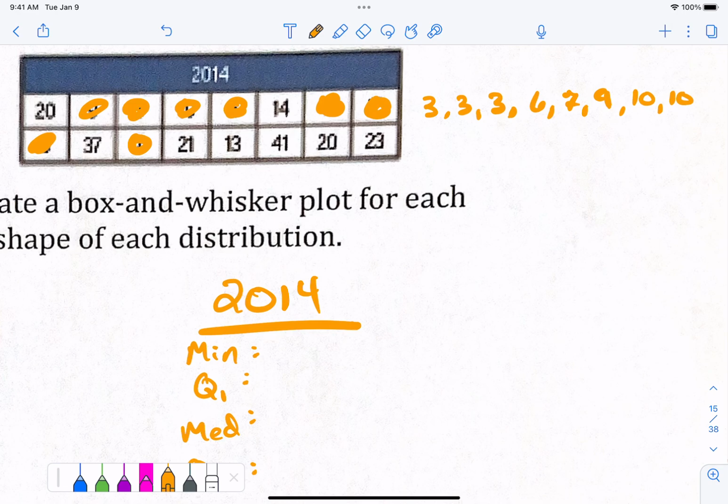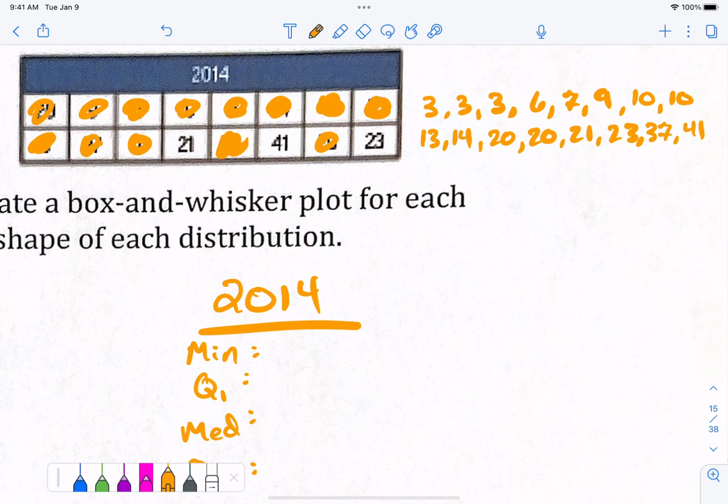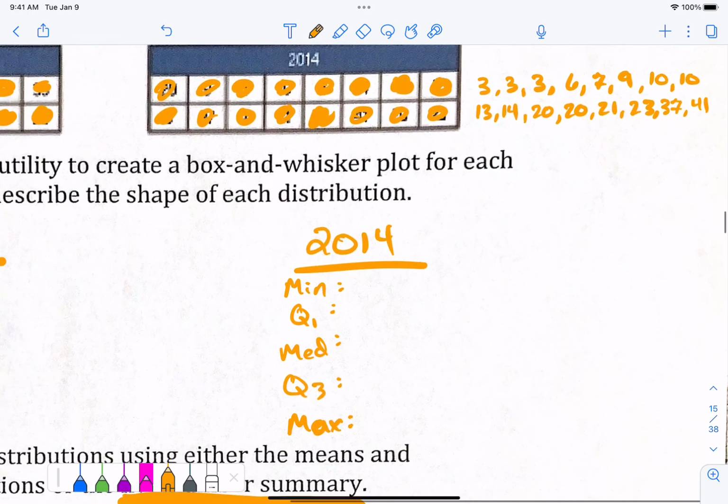Yeah. Okay, so that's 8 numbers. I'm going to go down to the next line. Starting with 13, and then 14, and then 2 20s. 20, and 20, and 21, and 23, and 37, and 41. There you go. Okay, there's my 16 numbers.